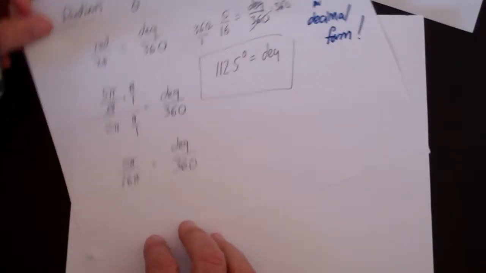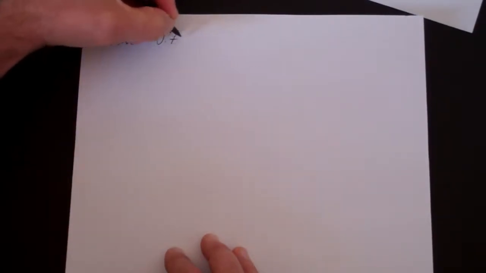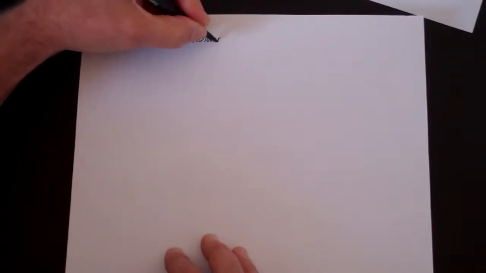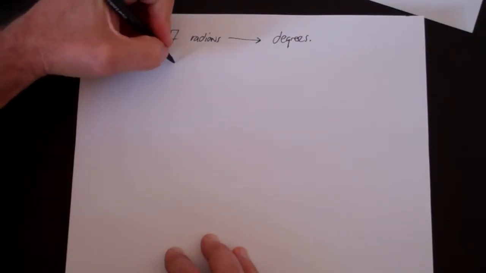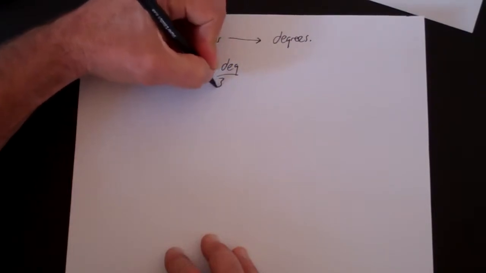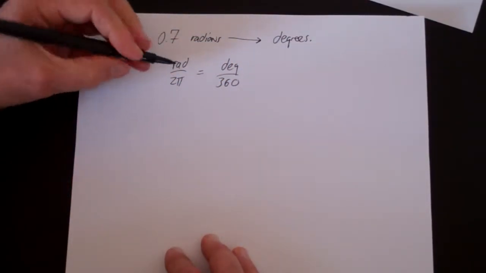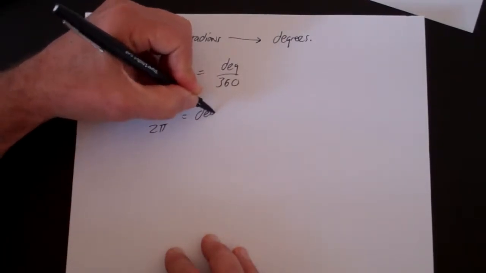There is a slightly harder problem. Usually radians come in a form like 5 pi over 8. Occasionally they don't. So let's convert 0.7 radians to degrees. So again, use the formula: radians over 2 pi is equal to degrees over 360. Put in 0.7, so 0.7 over 2 pi equals degrees over 360.